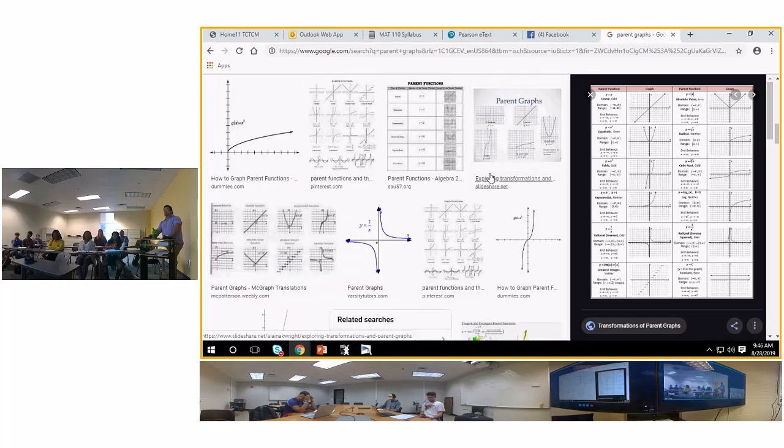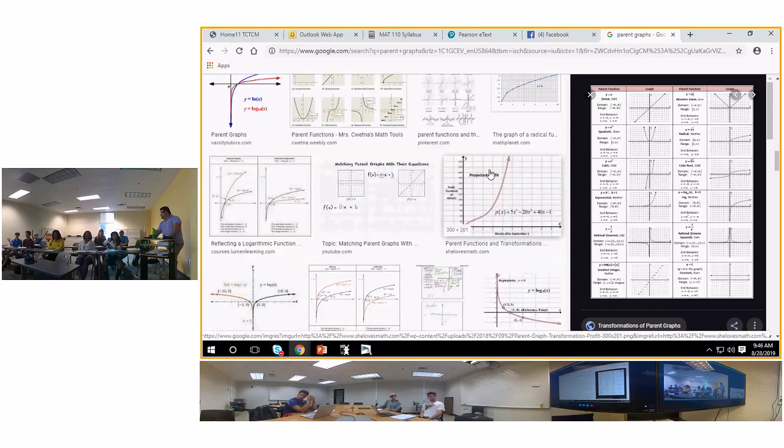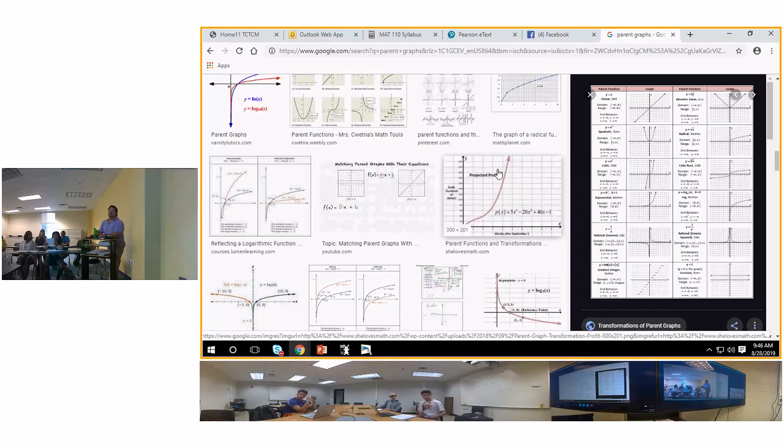I forgot what it was. It's like two little parabolas. Oh, that one right there? You just cut it like an oval. No, that's a volcano. Oh yeah, I was thinking volcano.